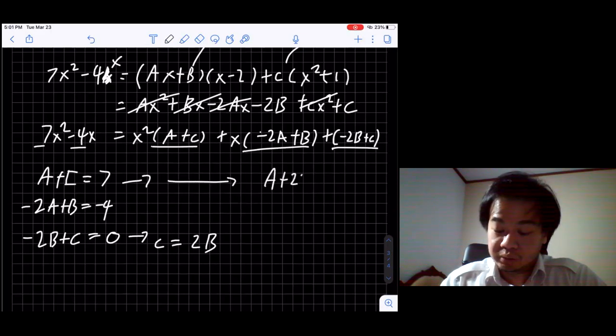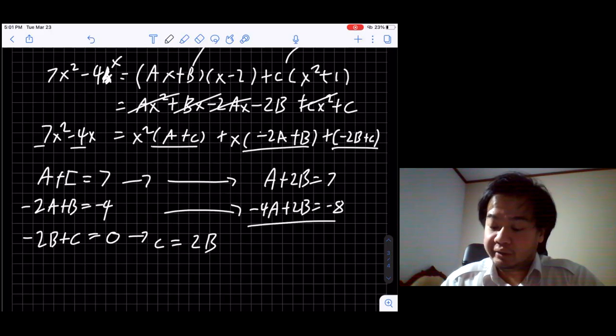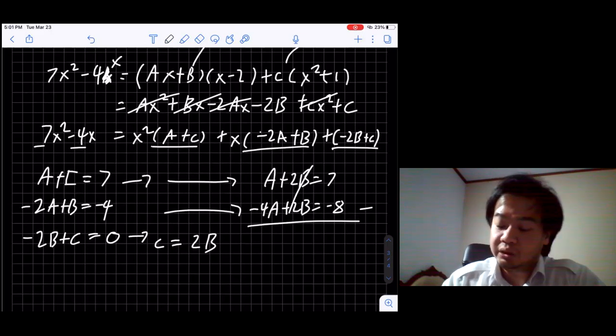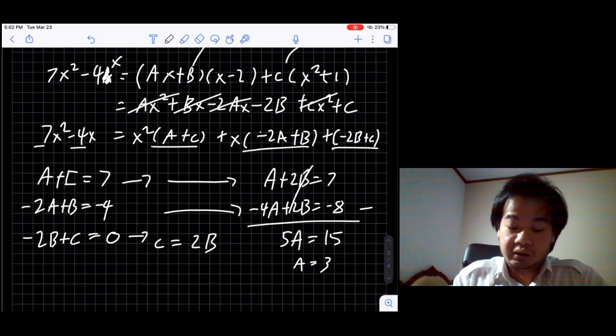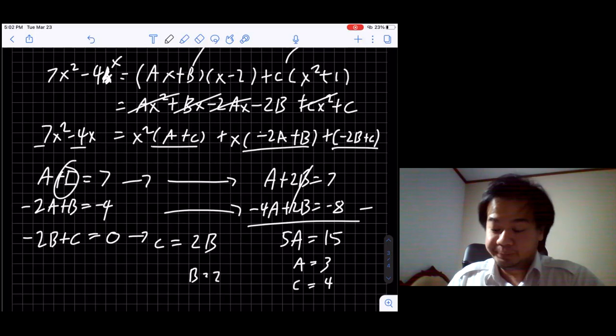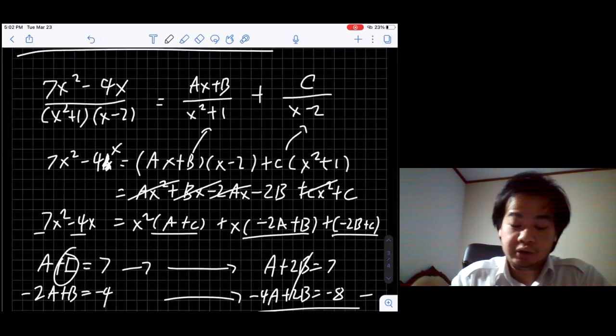a plus 2b equals 7, and if I multiply by 2, I will get negative 4a plus 2b is equal to negative 8. Then eliminate the 2b, so I will have 5a equals 15. So a equals 3. If a equals 3, then c is equal to 4 and b is equal to 2.